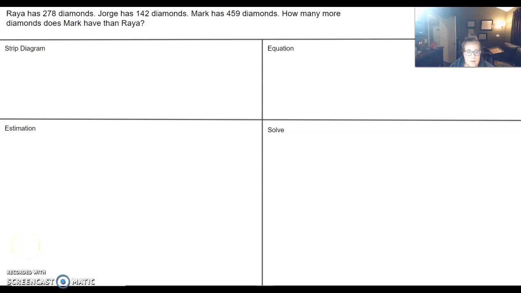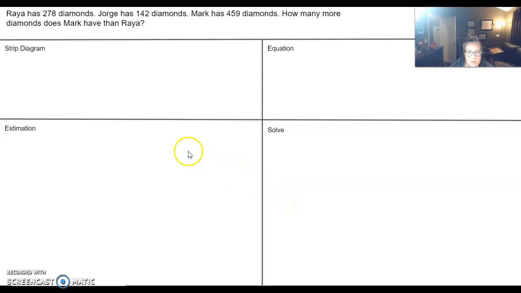Alright, today we are going to look at two word problems. One is going to be a one-step word problem, and one is going to be a two-step word problem. So the first thing we have to figure out is which one is one-step and which one is two-step. After we've done that, we are going to go through our entire problem-solving process and actually solve the problem. We're going to do a strip diagram, equation, estimation, and then actually solve.